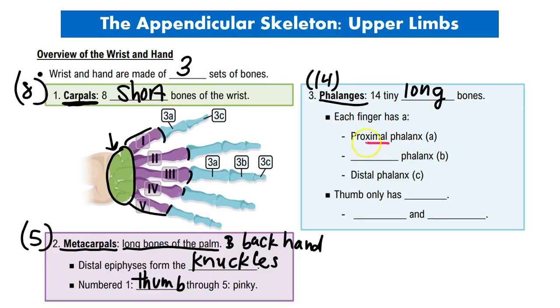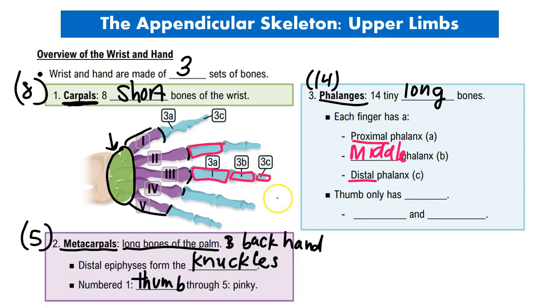Now, each finger is going to have a proximal phalanx, and phalanx just means it's the singular of phalanges. Okay, so just keep that in mind. It's almost like all these 14 tiny long bones come together to form your fingers. There's a proximal one, and then, of course, there's a middle one. And then there is a distal one. So we can see that here. We have a proximal phalanx, which is going to be here. And each of our finger bones have this. And then we have a middle, and then we have a distal.